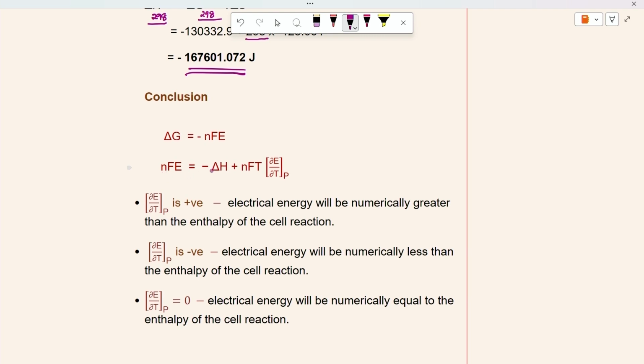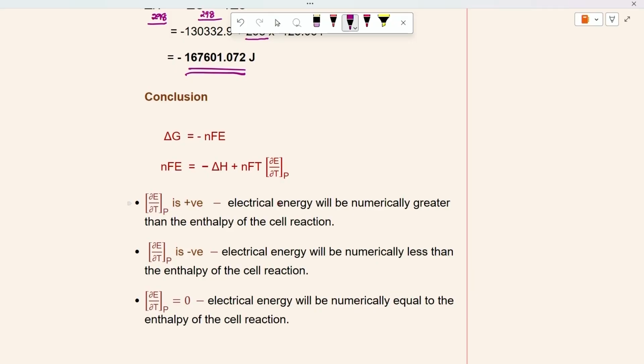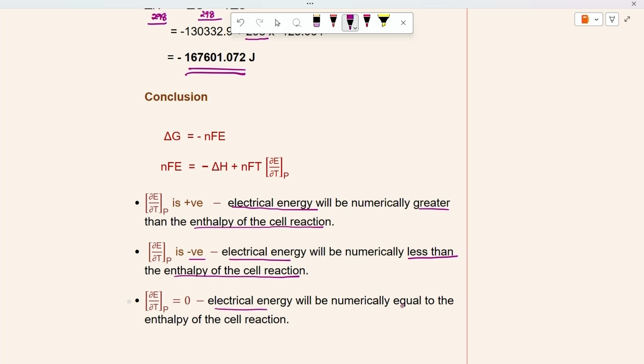Now, NFE is equal to minus delta H plus NFT into dou E by dou T, by substituting the delta H values by NFE, and dou E by dou T is known as the temperature coefficient of EMF. The temperature coefficient of EMF, if it is positive, the electrical energy will be greater than the enthalpy of the cell reaction. If it is negative, electrical energy will be less than the enthalpy of the cell reaction. Dou E by dou T, if it is equal to 0, that is when temperature changes the EMF does not change, that means the electrical energy will be numerically equal to the enthalpy of the cell reaction.